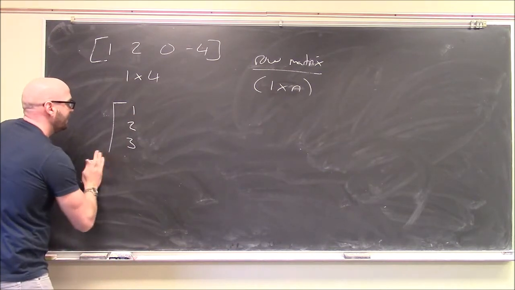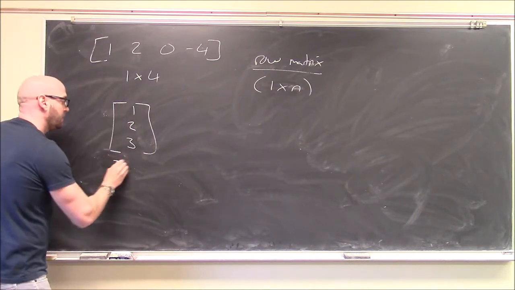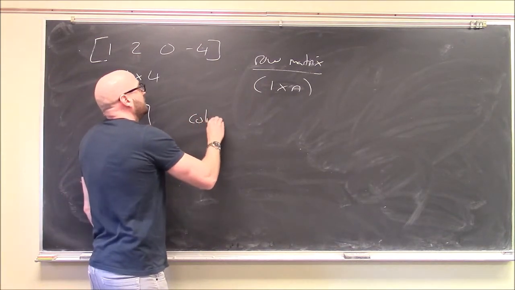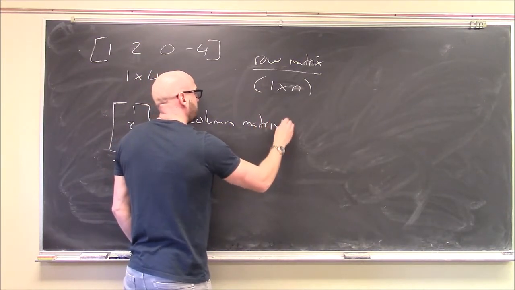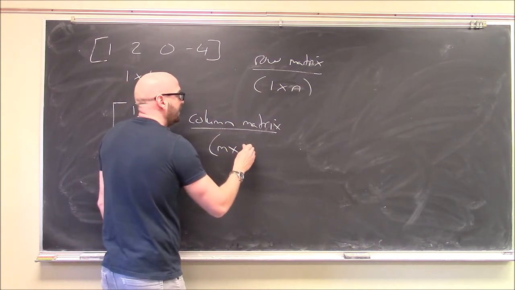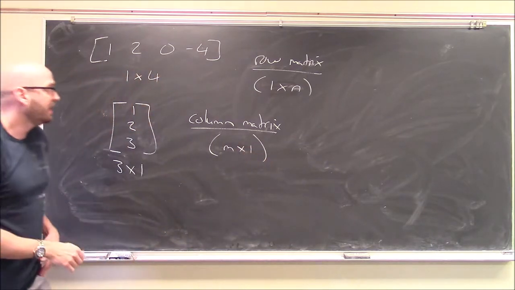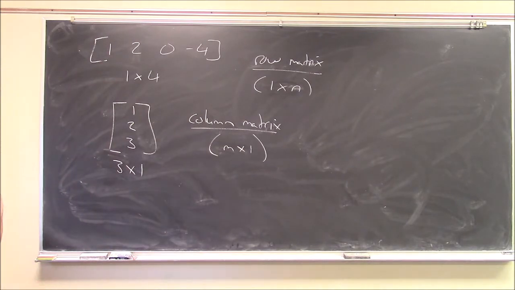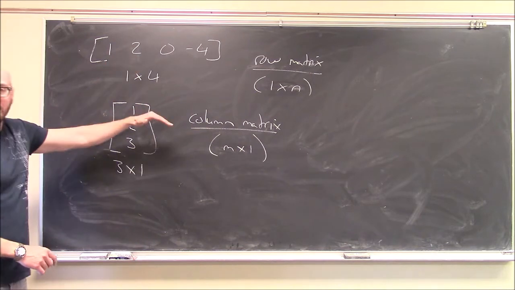And similarly, here's 1, 2, 3. How many rows is this? 3 rows, 1 column. It has a single column to it. This is a column matrix, of size m by 1. Anytime you have a matrix with just a single column, it's called a column matrix. It's not terminology we'll use in this section, I don't think, but terminology I want to introduce anyway. So these are row matrices and column matrices.